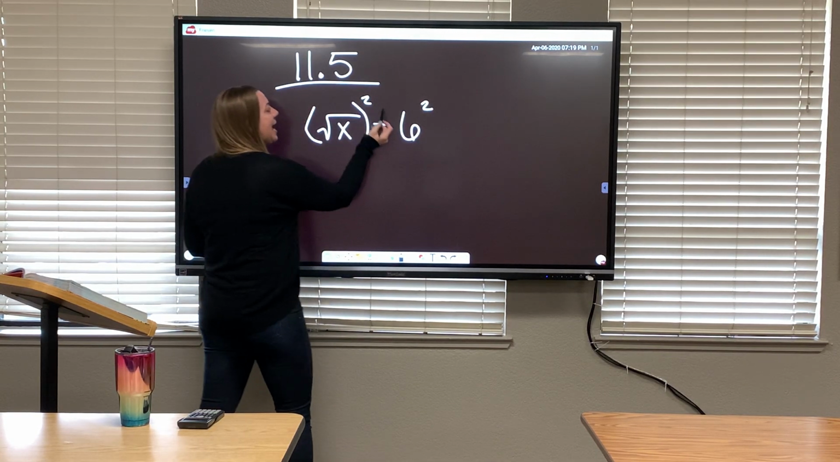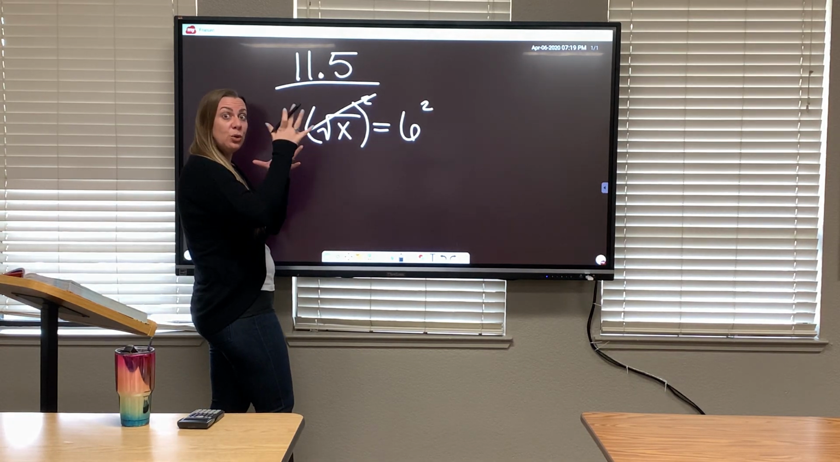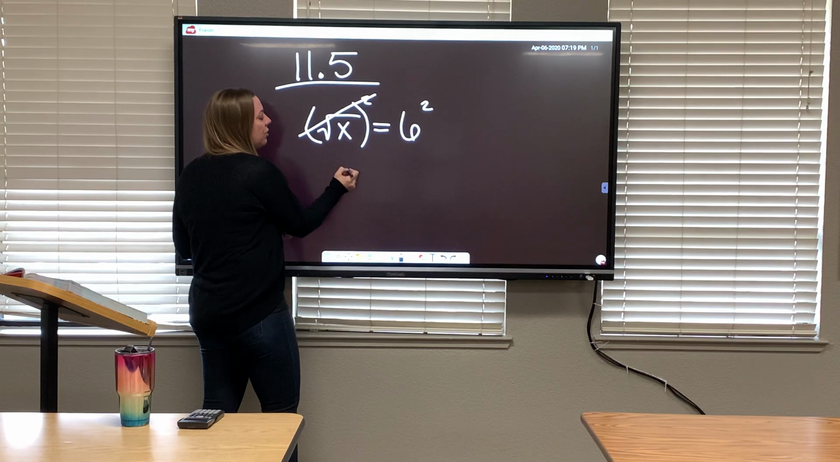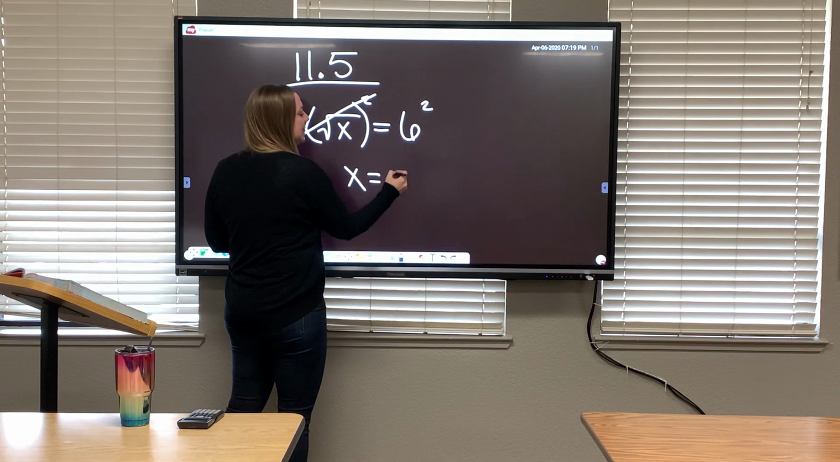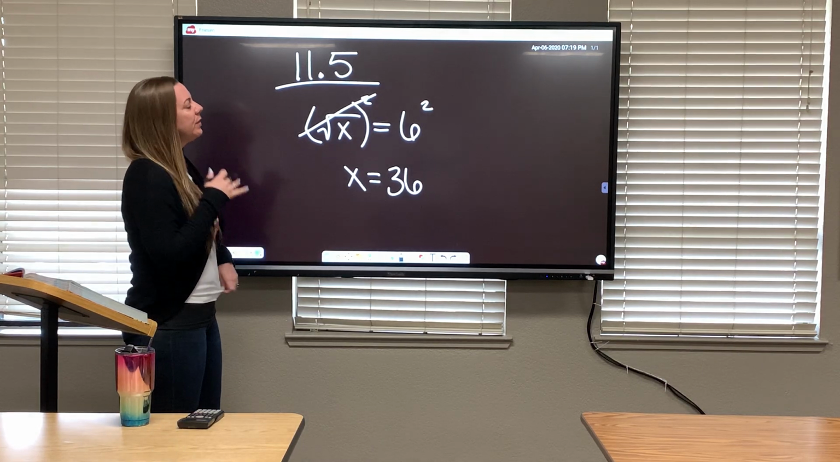So I square both sides. That is going to tell me that radical symbol and the square, the exponent, are going to cancel each other out. So then I'm left with x. Now 6 squared is 36. Again, you probably could have figured that out. Let's do another one like that.